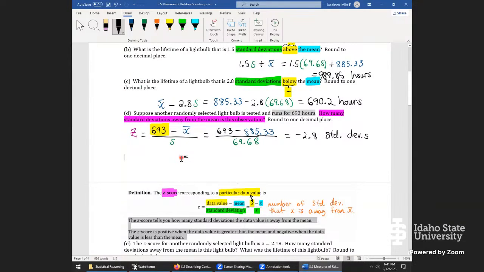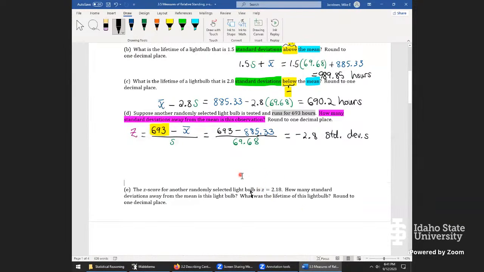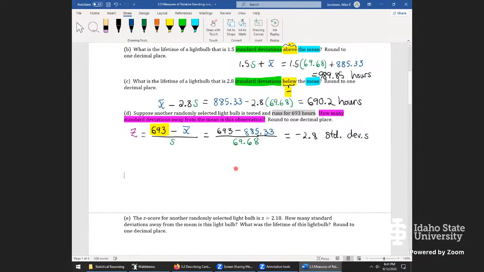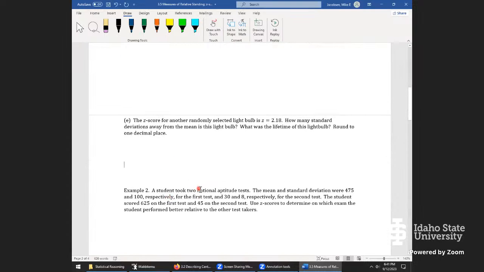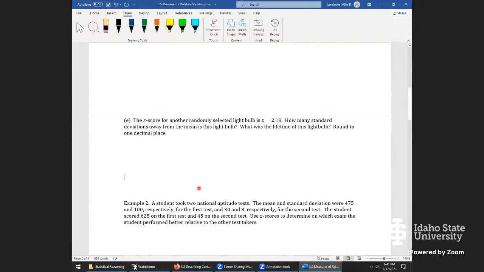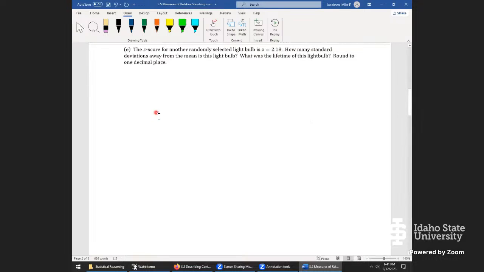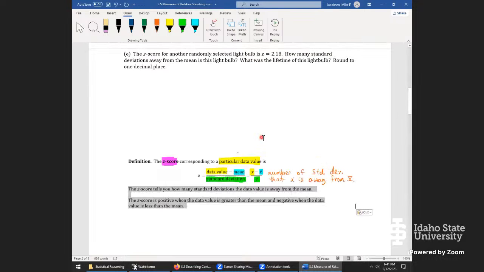Any questions, folks, with that one there? Okay, so that's our z-score computation. Let's try this again one more time. This one is a little bit different. I think we probably do want it on a new page. We'll just throw the formula there and give part E a try.